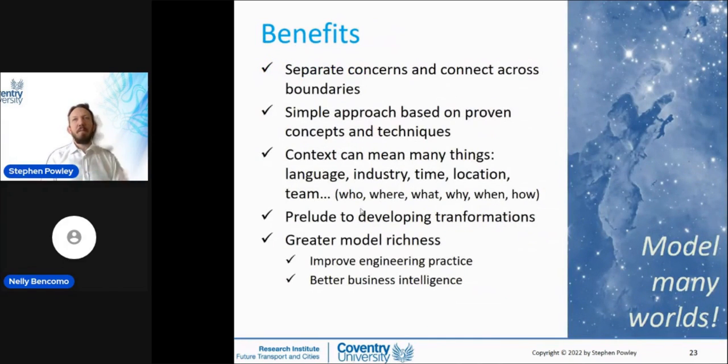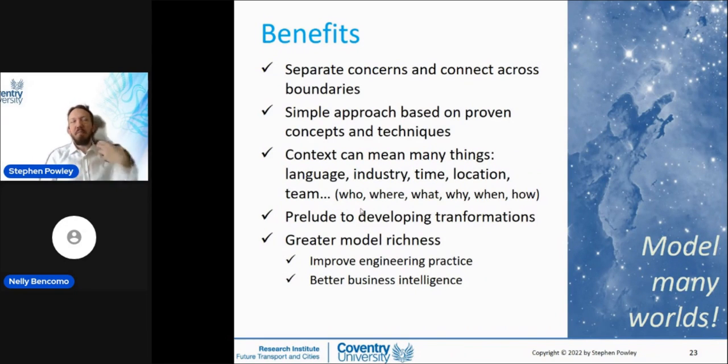So this has lots of benefits. It helps you model many worlds or many worldviews effectively. You've got separation of concerns, but connections across the boundaries. It's a simple approach, again, built on proven techniques and concepts. Context means many things. It can be language. You could even use this for multiple languages if you were working in a multilingual environment. It could be across industry. It could be across time, even across locations, different teams within the same business.